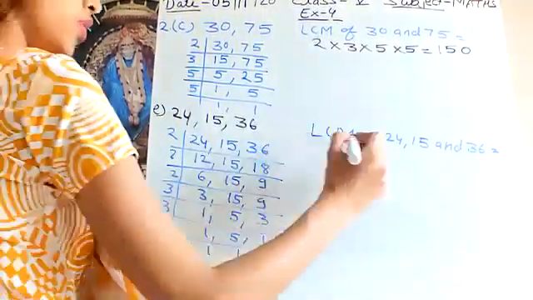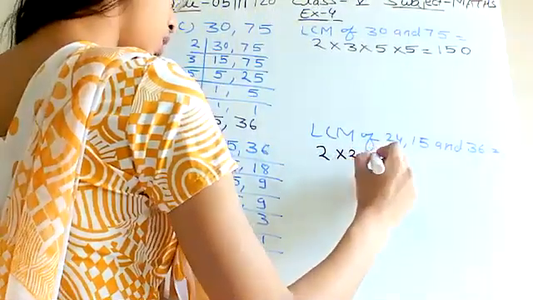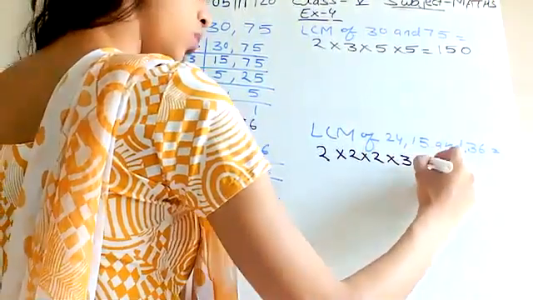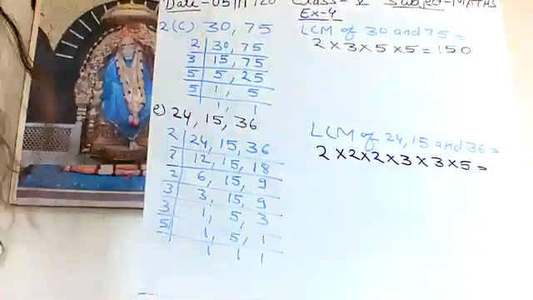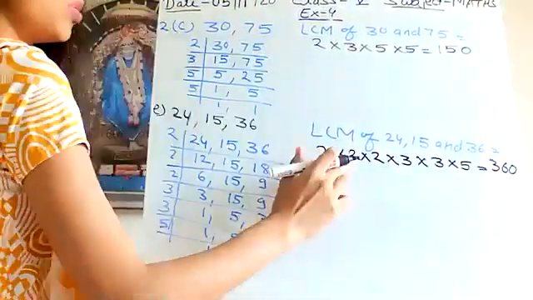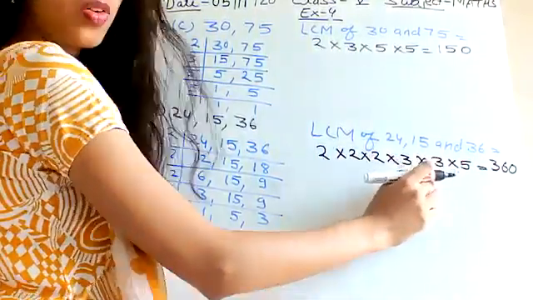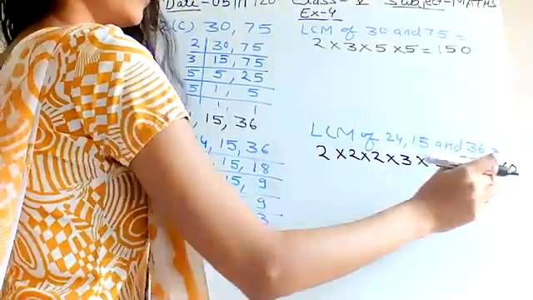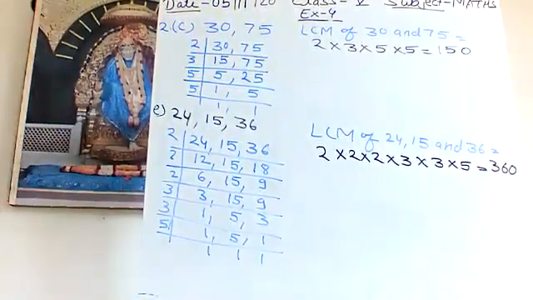So LCM of 24, 15 and 36 is 2 into 2 into 2 into 3 into 3 into 5. Answer is 360. 2 2s are 4, 4 2s are 8, 8 3s are 24, 24 3s are how much? 72, 72 5s are 360. Okay, so LCM is 360.